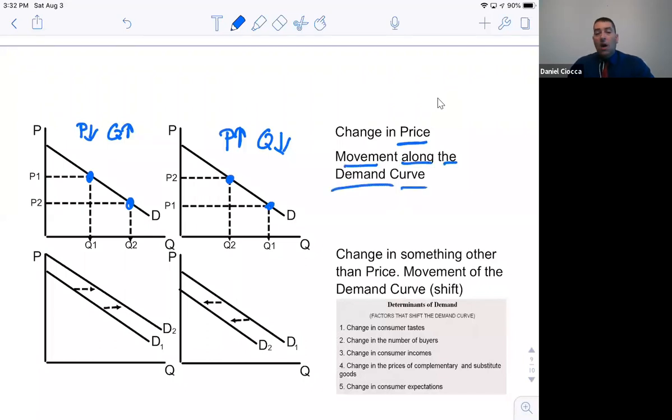But sometimes other than a product's price will be the item changing. And when those 5 things happened, we don't move along a demand curve. That would be an increase or a decrease in demand. And when that happens, the demand curve shifts. To the right is an increase in demand. To the left is a decrease in demand.